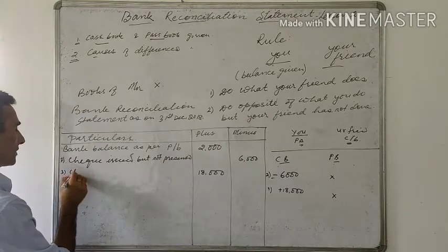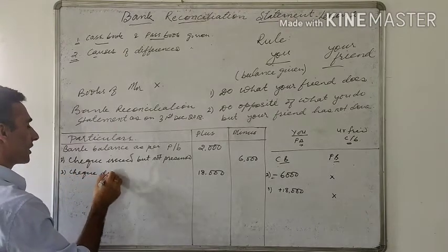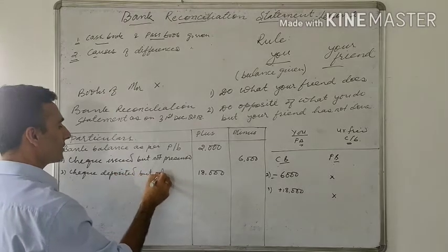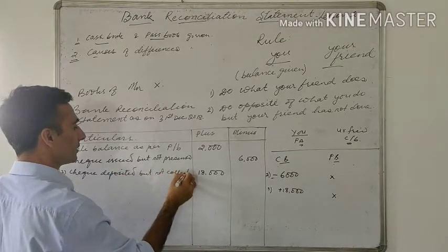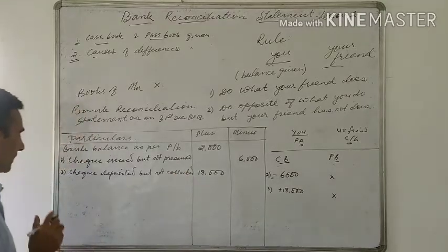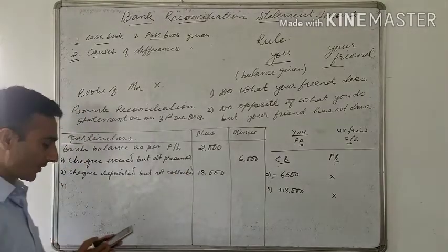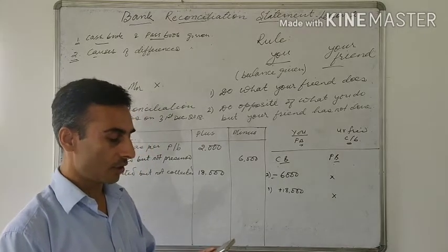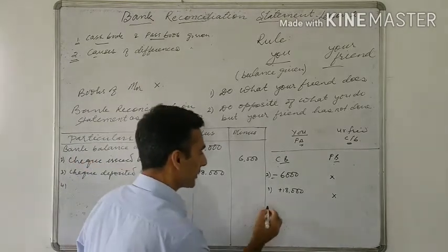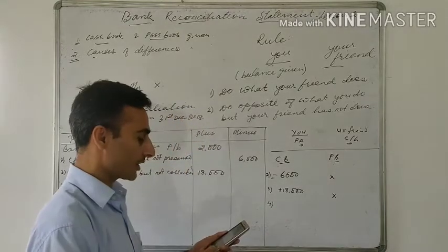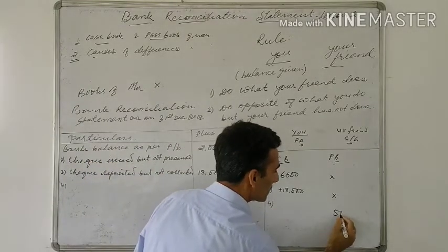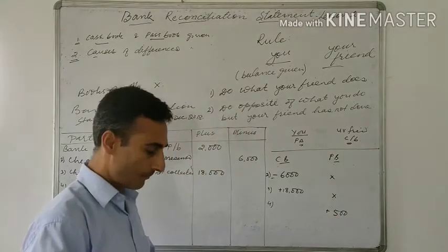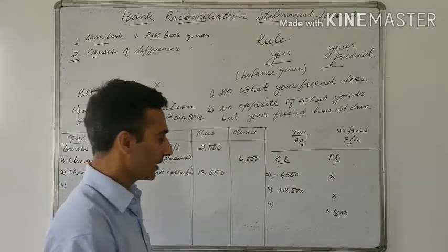Number 3, check deposited but not collected. This is the statement. Then number 4: dividend collected and credited by the bank but not yet recorded in the cash book. Who has collected the dividend? This dividend is collected by the bank, 500. When the money is collected by the bank, the balance will increase. So this is plus 500, and it is not recorded in the cash book.